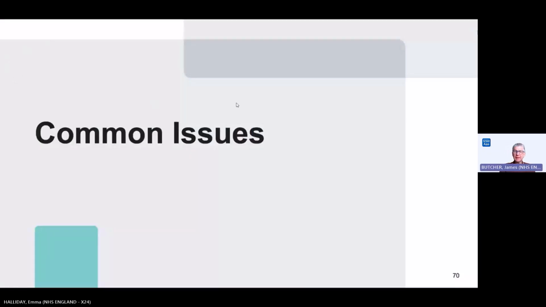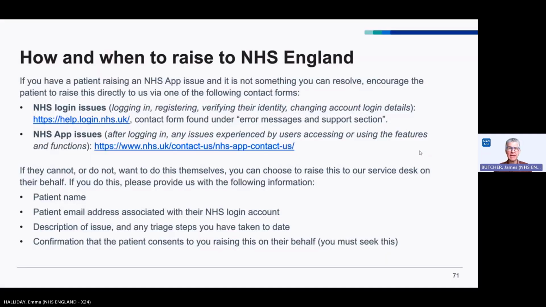So this is still me, and I'm going to be talking about some of the common issues that we see with both the NHS app and NHS login. I'm just going to close the dashboard down because otherwise it's going to get in the way of my next presentation slides. Just bear with me a moment, please, as I move on to the relevant page.